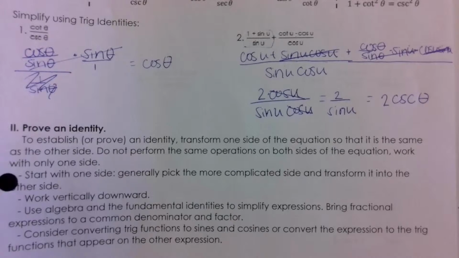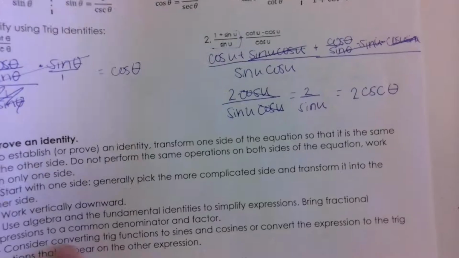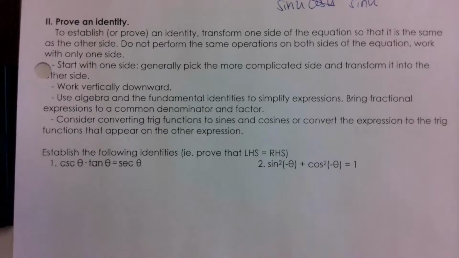So this basically just tells you how to do them, but I think it's a little wordy. Like I said before, just try to rewrite everything in terms of sine and cosine is what I try to do. And if it says "establish an identity," that just wants you to prove it. So that's what we're going to do for these.